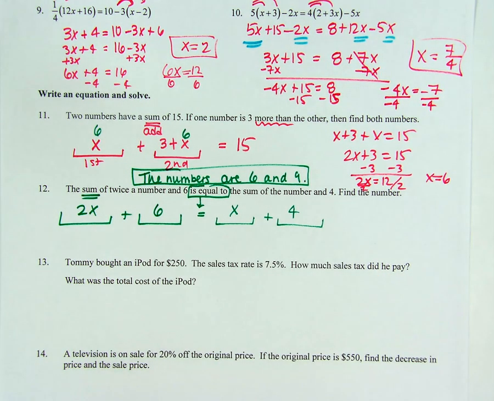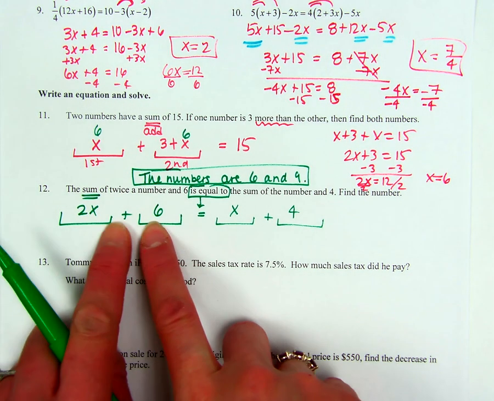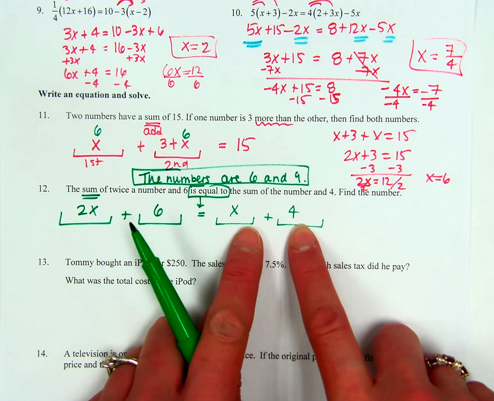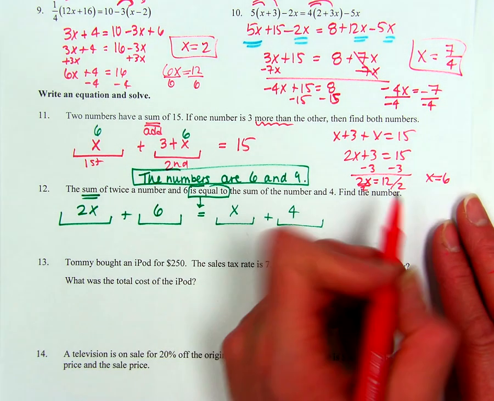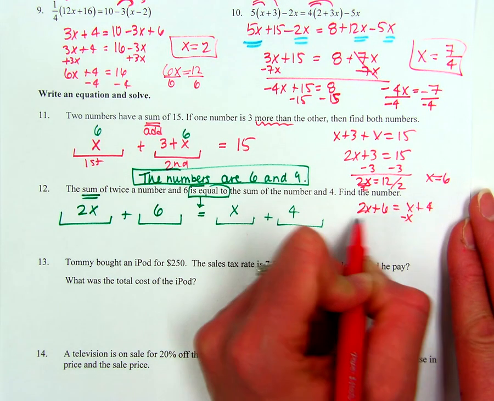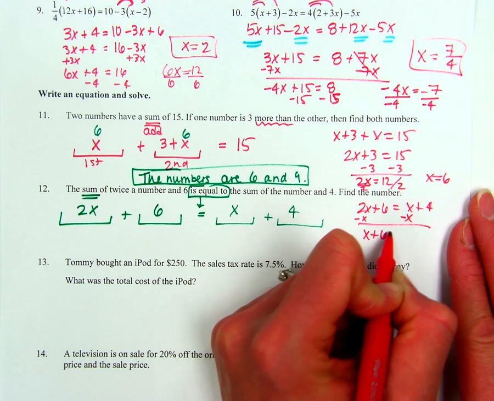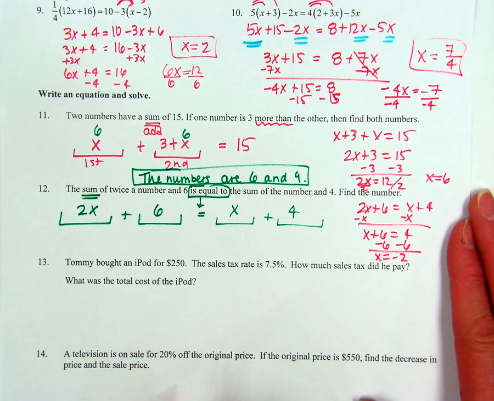Okay, so we're going to go back and double check that's right. The sum of twice a number and 6 is equal to the sum of the number and 4. All right, so there's your equation set up. Now you just need to solve. So 2x plus 6 equals x plus 4. Move your x's over, so you got x plus 6 equals 4. Subtract your 6, you have x equals negative 2.